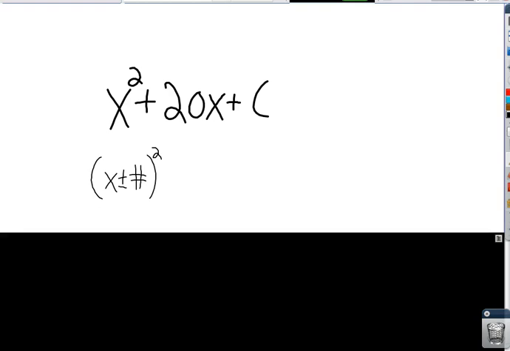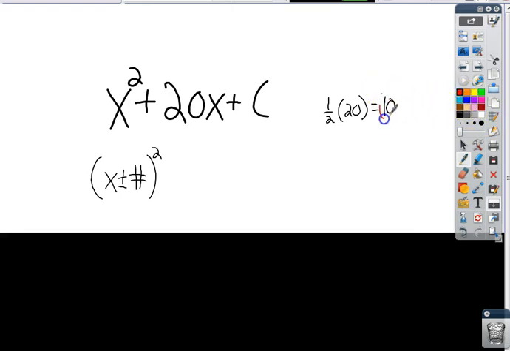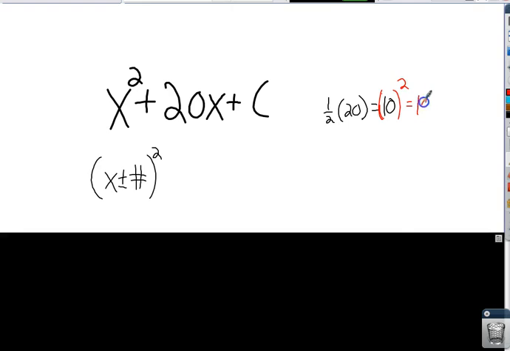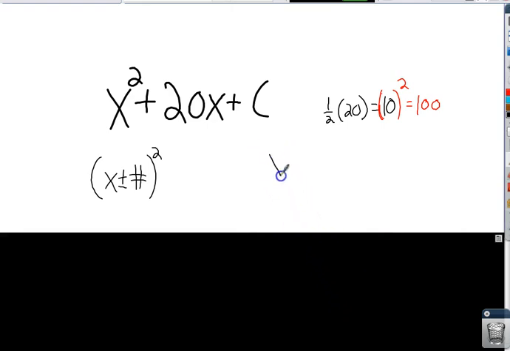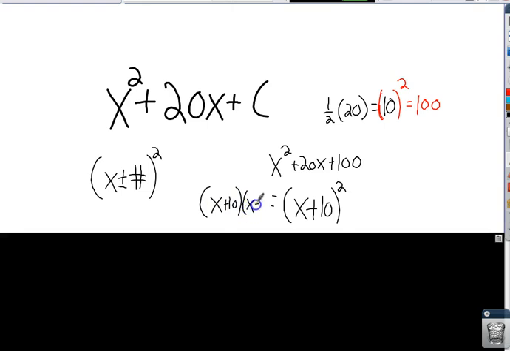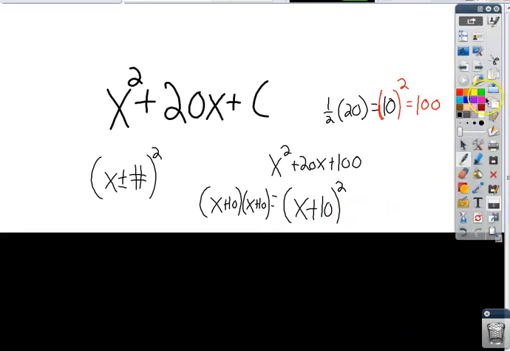Well, folks, you've been doing that the entire time. You just haven't known it. What you do is you take your 20 and you cut it in half. You are then going to square that value. Now, how is that going to help me? Well, if I put 100 in there for C, give me two numbers that multiply to 100 and add to 20. Well, they are 10 and 10, or x plus 10, that quantity squared. The question will ask you, what is C? C would be 100.